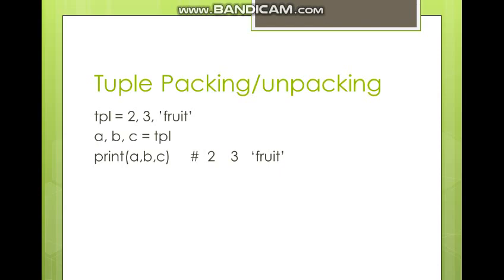Now in the next statement, supposing you want to unpack it. Unpack means you want to store individual elements of the tuple inside different variables. Then this is the statement that you can use. These are 3 elements, 2, 3 and fruit, so you will require 3 variables on the left hand side. So a, b, c is equal to tpl. If we print a, b, c, the value of a will be 2, b will be 3, and c will be the string fruit. This is known as unpacking.